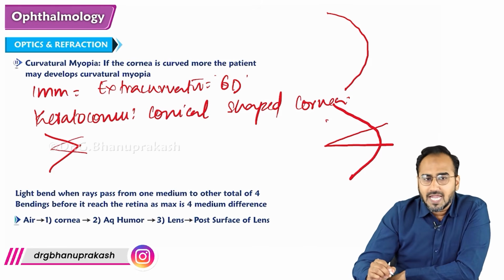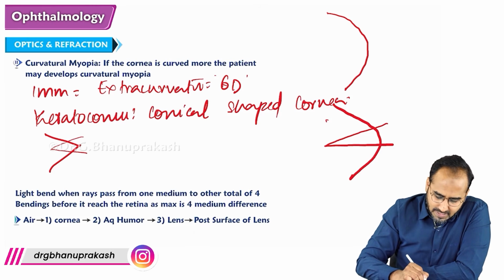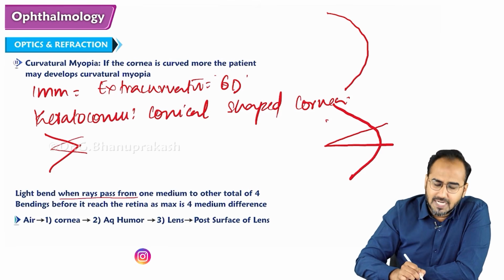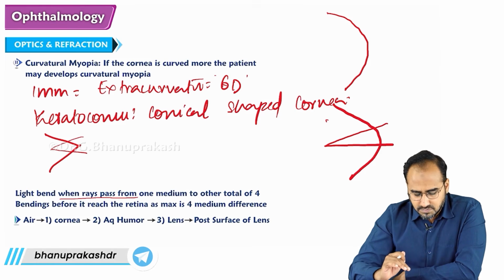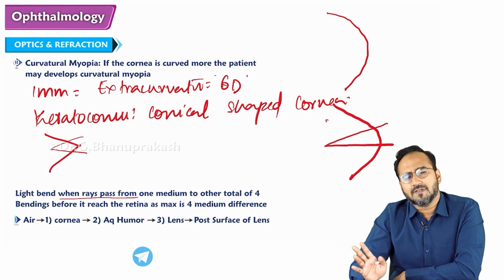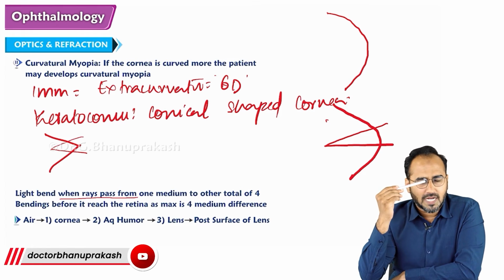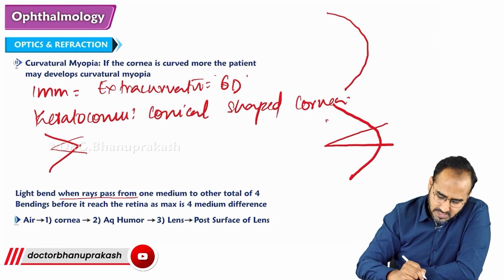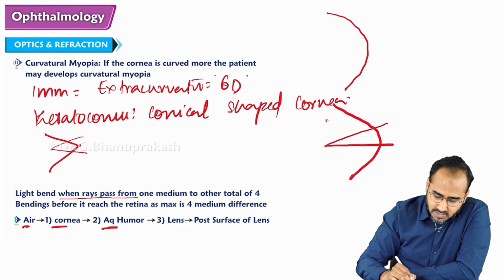Now guys, remember, the light rays as they are passing, they bend. The light bends when the rays pass from one medium to another medium. There are basically four points at which the light will bend. First, before entering the eye, the light bends in the air. Second, at the cornea. Third, at the anterior surface of the lens. Fourth point is the posterior surface of the lens.